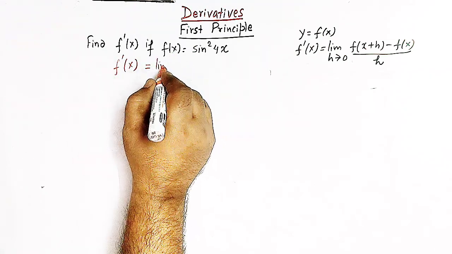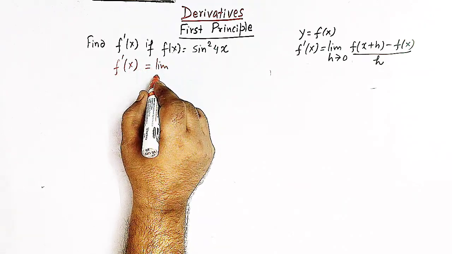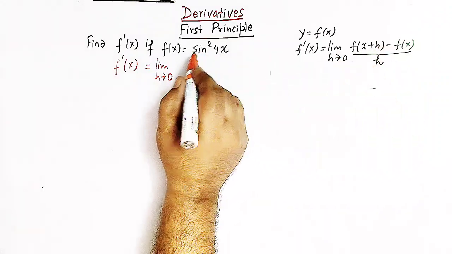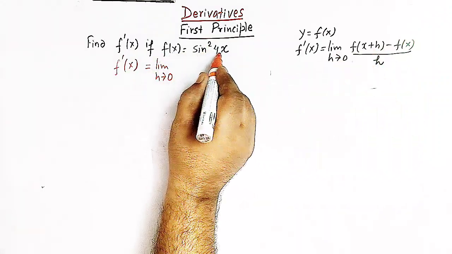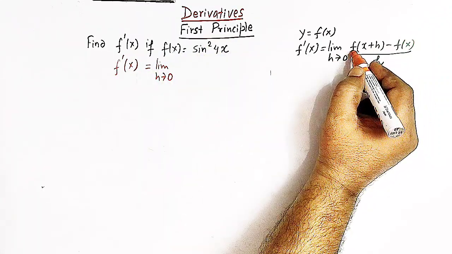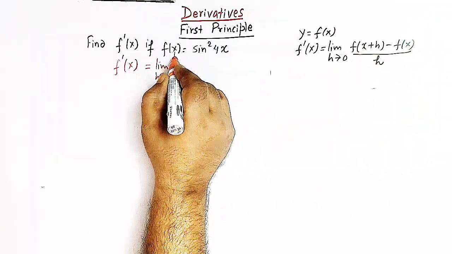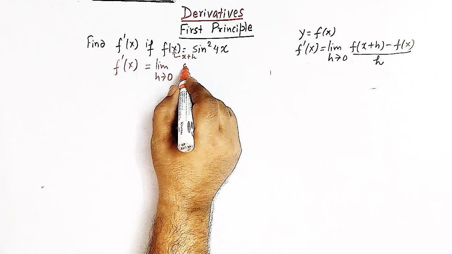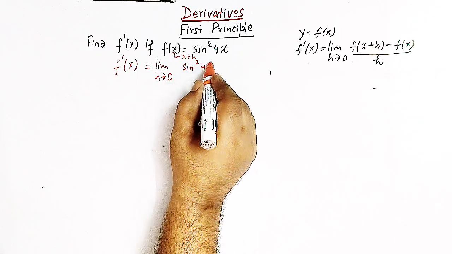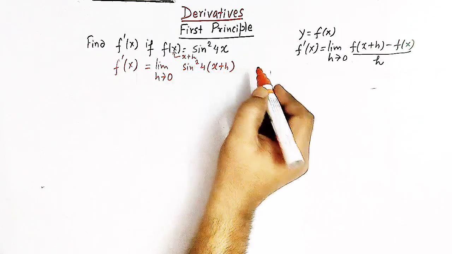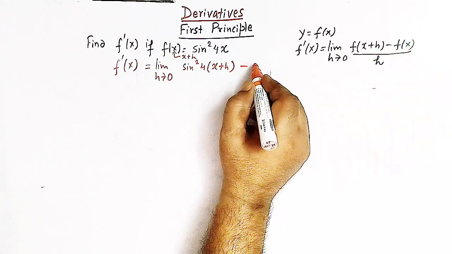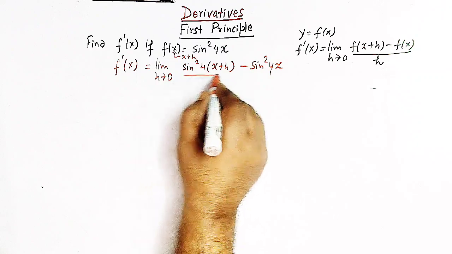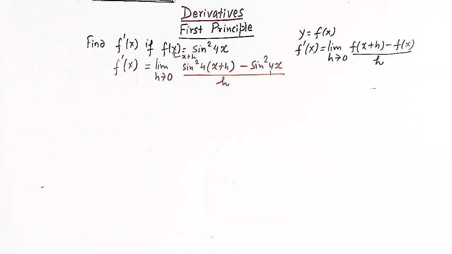x. So we have f prime of x is equal to limit h tends to 0 of f of x plus h. So here f of x is sine square 4x. So to get f of x plus h, let us replace this x by x plus h. So here we have sine square 4 times x plus h, and then we have f of x, that is simply sine square 4x, and in the denominator we have h.